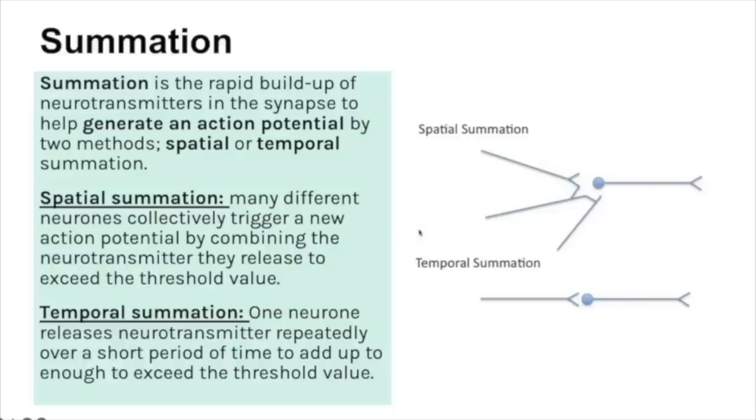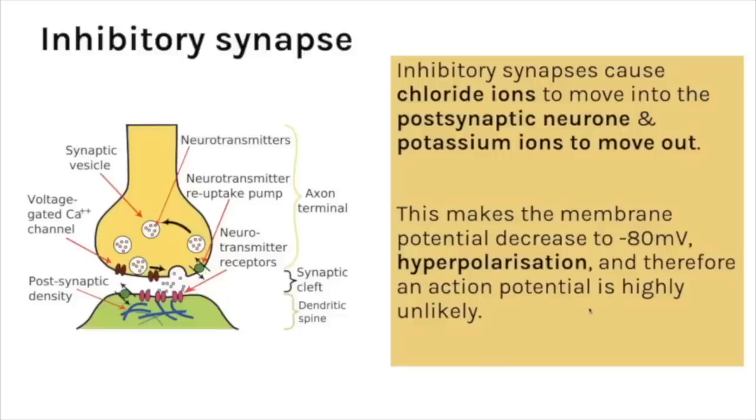The alternative is temporal, and this is where you only have one presynaptic neuron connected to one postsynaptic neuron, but instead the way that this will cause enough neurotransmitter to be released is you have repeated releasing of that neurotransmitter over a short period of time, until eventually you have enough neurotransmitter bound to enough of the receptors on the postsynaptic neuron's membrane to open enough of those sodium ion channels.